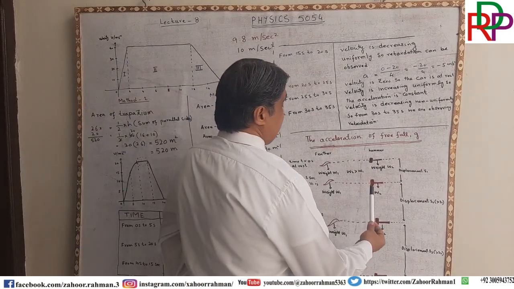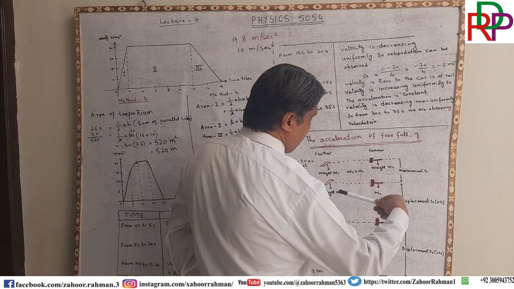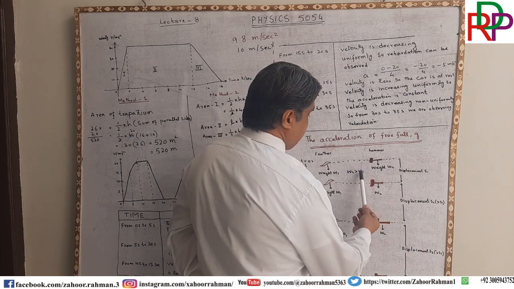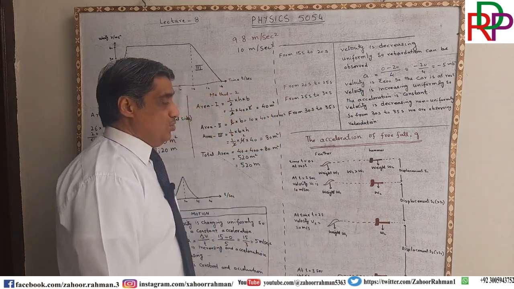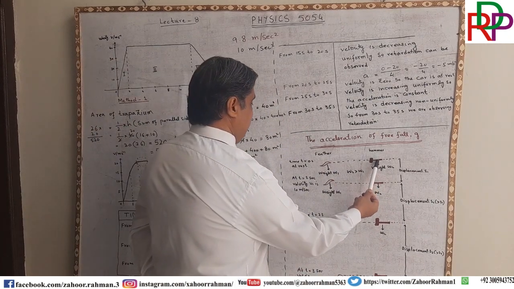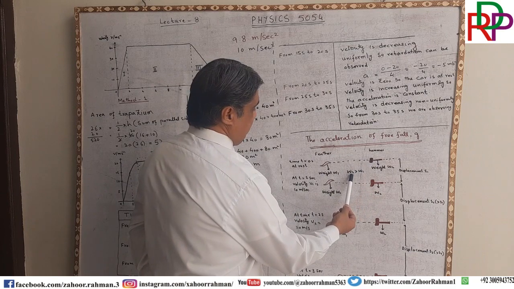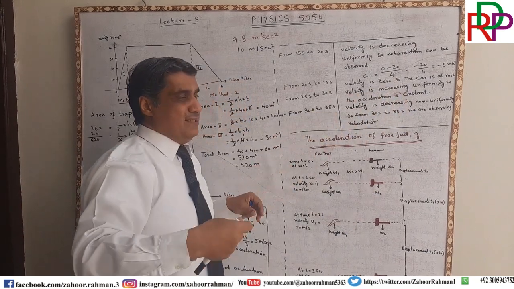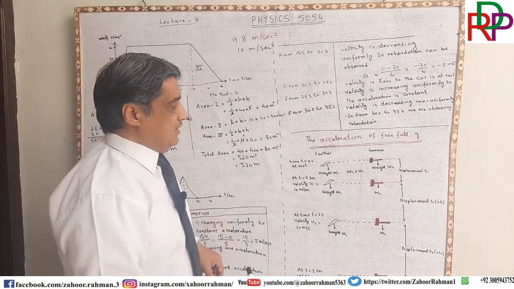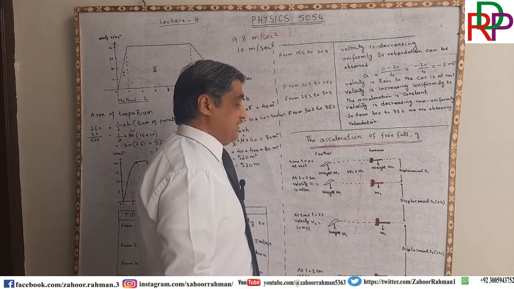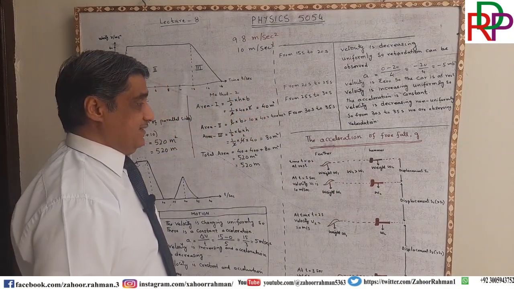Here you can observe commonly that W2 is greater than W1. The feather is lighter and the hammer is heavier. So here we have written "at rest." If you are keeping it, you will feel that the hammer is heavier than the feather.